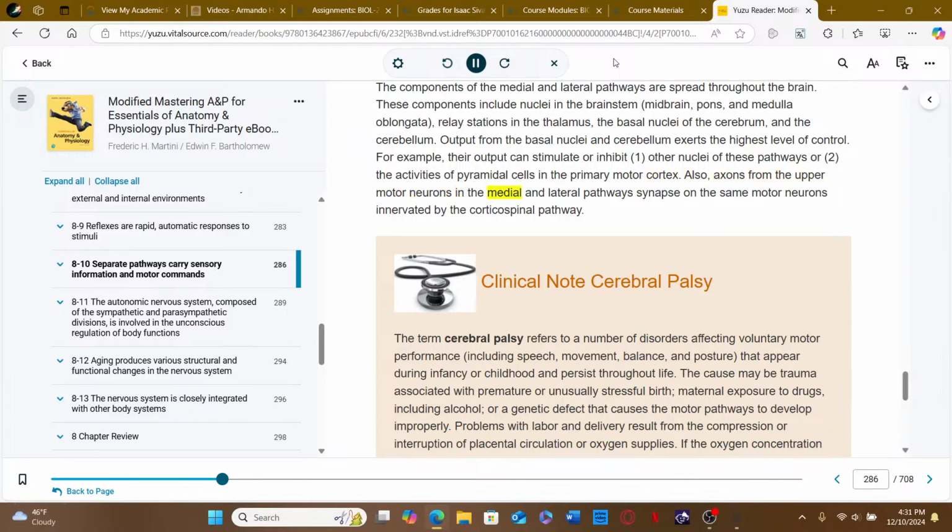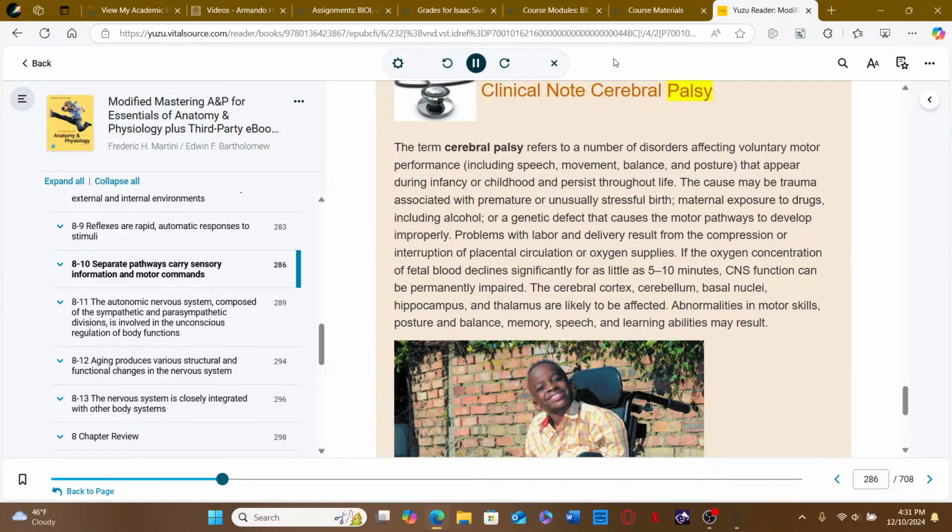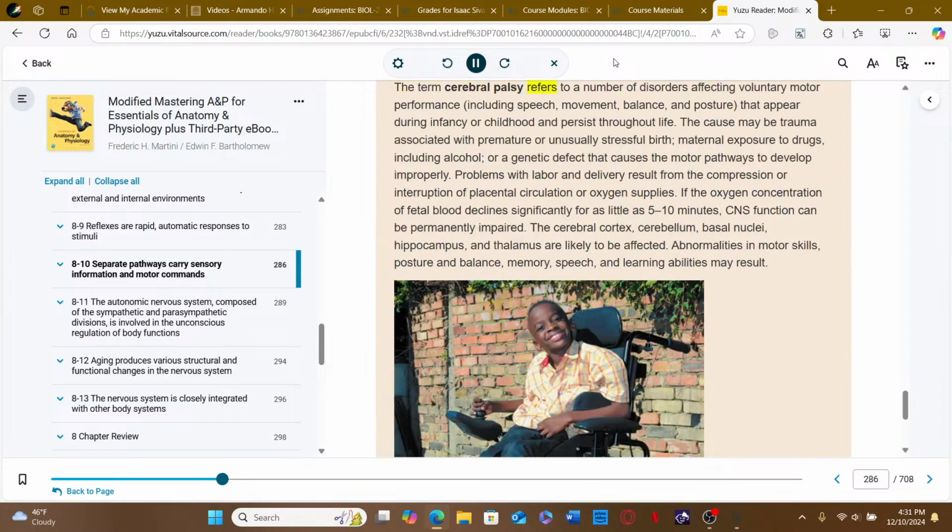Also, axons from the upper motor neurons in the medial and lateral pathways synapse on the same motor neurons innervated by the corticospinal pathway. Clinical note: cerebral palsy. The term cerebral palsy refers to a number of disorders affecting voluntary motor performance, including speech, movement, balance, and posture, that appear during infancy or childhood and persist throughout life.